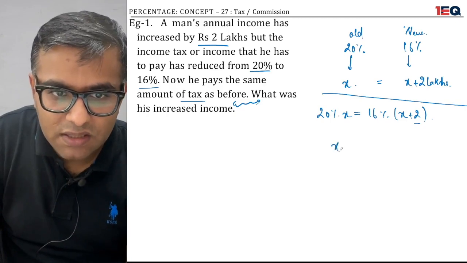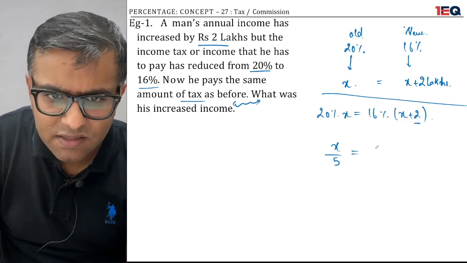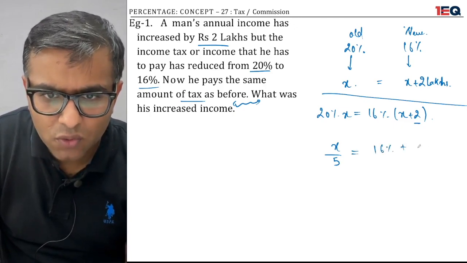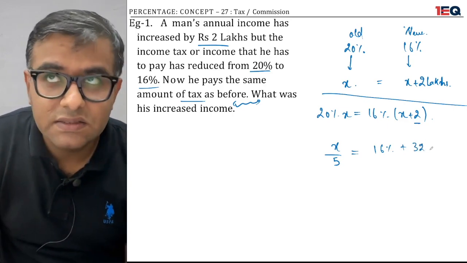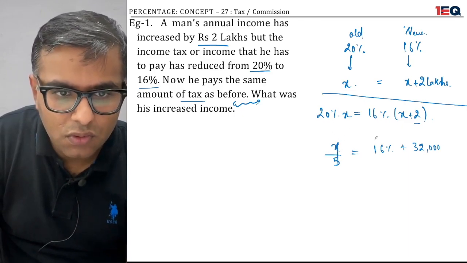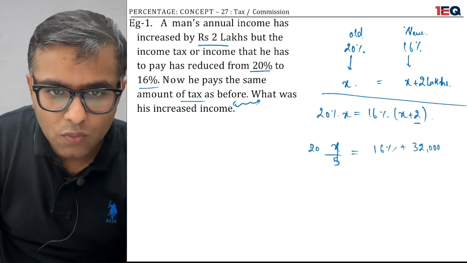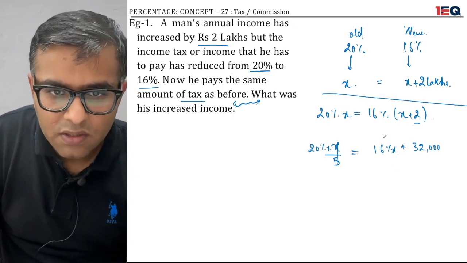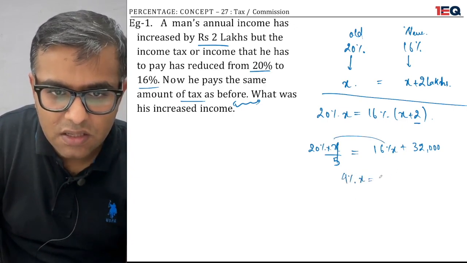20% of x can be written as x upon 5, which is equal to 16% of x plus 16% of 2 lakhs, that is 32,000 rupees. I shouldn't have changed this to 1.5, I can let it remain as 2. So 16% of x, and this is 20% of x. So 20% of x minus 16% of x becomes 4% of x, that is equal to 32,000.